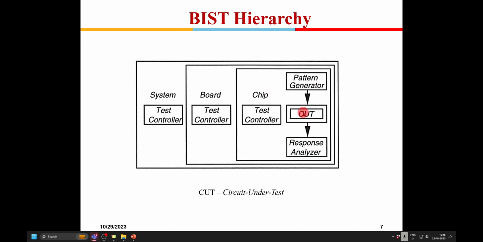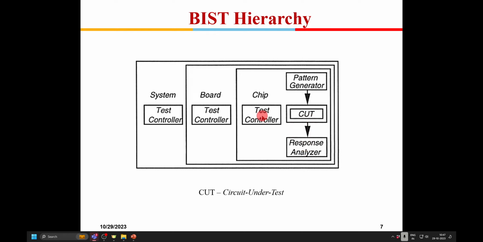Okay, so it will take one particular circuit, and within the chip there will be a pattern generator which will generate some test signals, and it will give them to the circuit under test. CUT stands for circuit under test, and it will give the output to a response analyzer. And if that particular circuit is okay, then it will go to the next circuit.